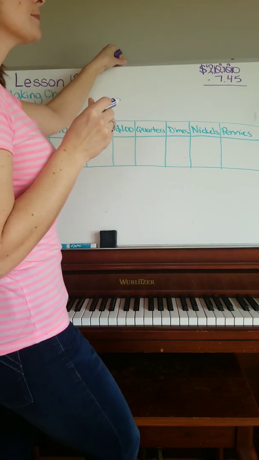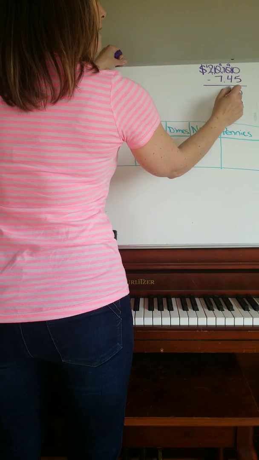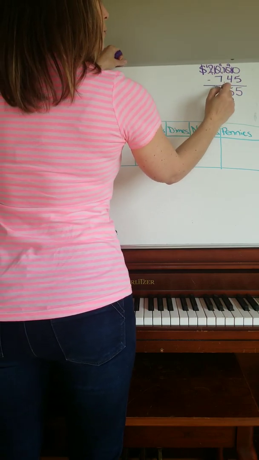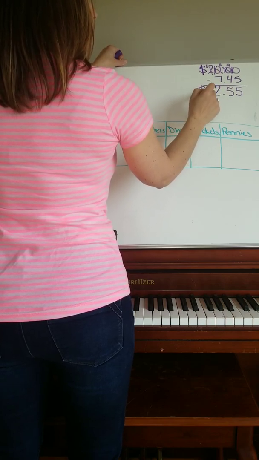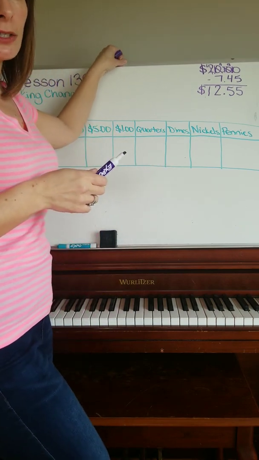Okay, so now we're ready to subtract. 10 minus 5 is 5. And 9 minus 4 is 5. So 55 cents. And then 9 minus 7 is 2. And 1 comes straight down. And so does my dollar sign. So she should get $12.55 back as her change.